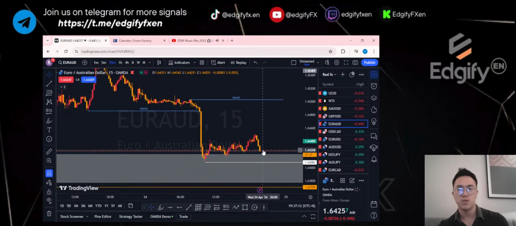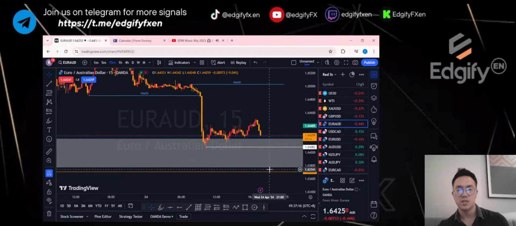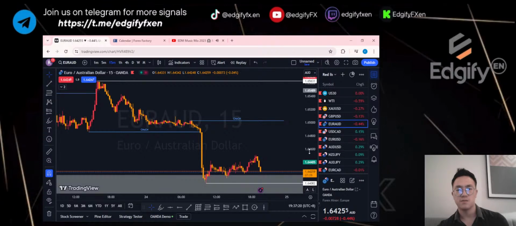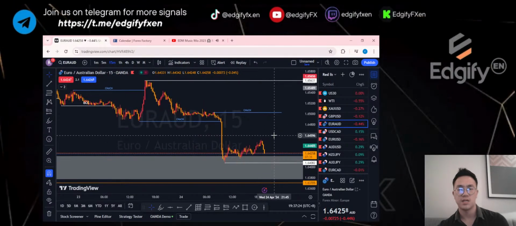At the moment, Euro AUD, we are looking at this dump. We just want to see this candle closing below. When this happens, obviously it's a good sign for us. Let's just look at Euro AUD for now and see how it's going to go.